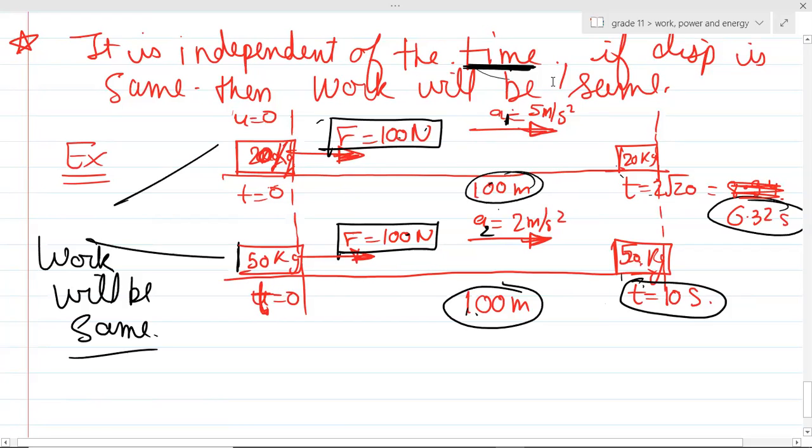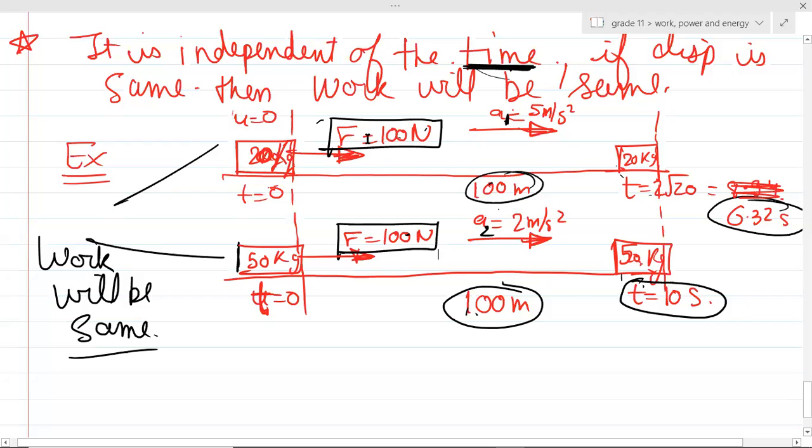Since the acceleration of both the objects was different, the acceleration of the first object was 5 meter per second square, and the acceleration of the second object was 2 meter per second square. Since the acceleration is different, hence the time taken will be different, right, to cover 100 meters? Yes. So the faster moving block is taking lesser time and the slower block is taking more time. But in both the cases, how much distance is it traveling? 100 meter only. Yes, both the objects were traveling 100 meters.